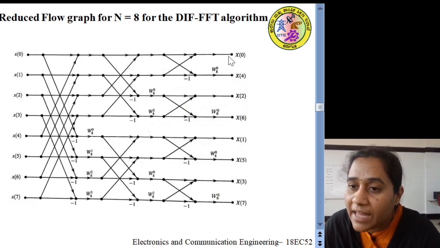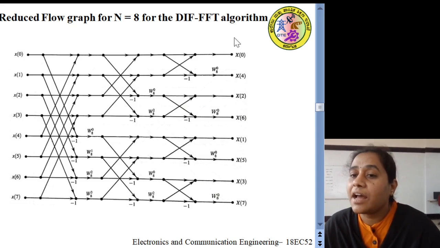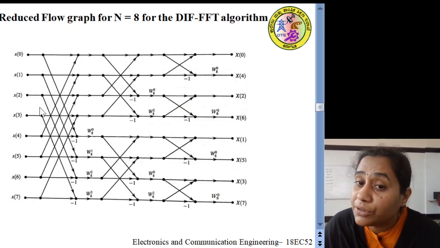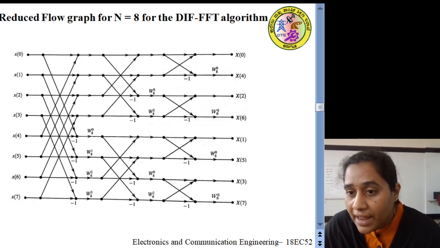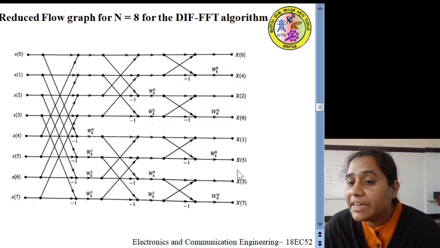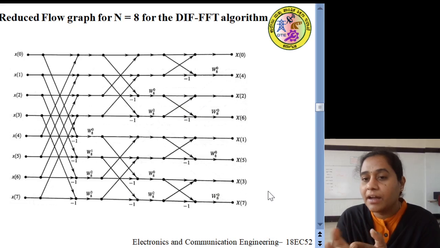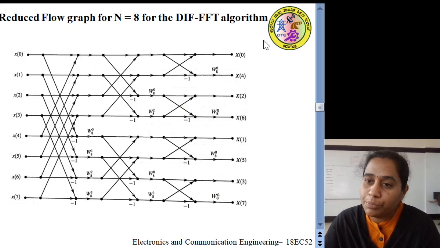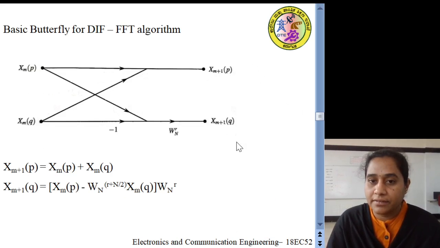But observe here the outputs are not in order. They are not in the normal order. The input is in natural order, but the output is in scrambled order. We can call this order bit reversal order. Because of the jumbling of the values, we obtain the outputs in bit reversal order.